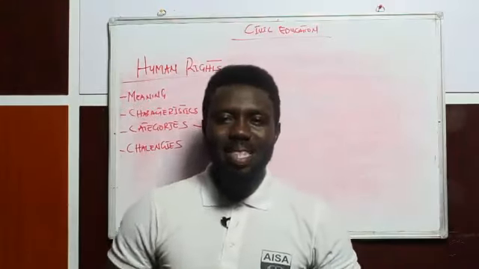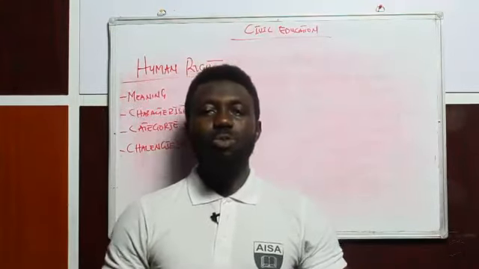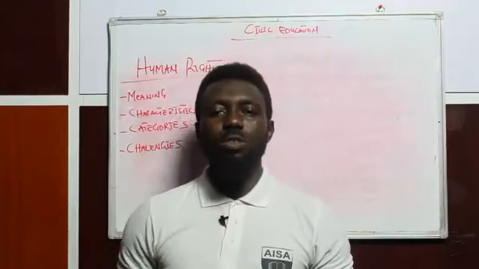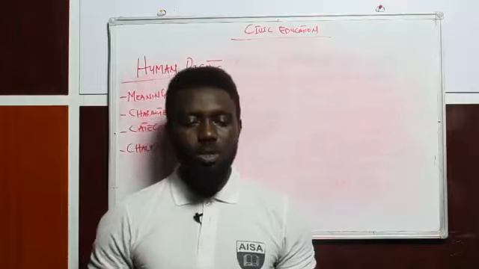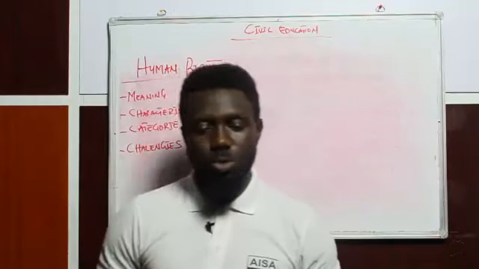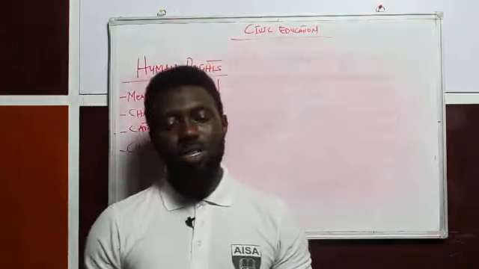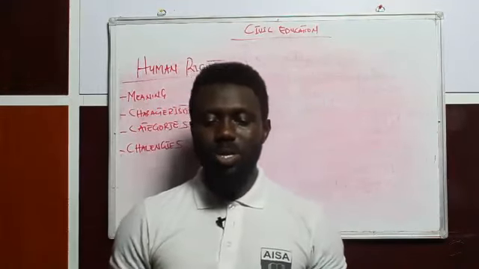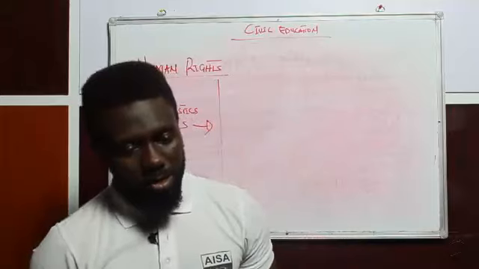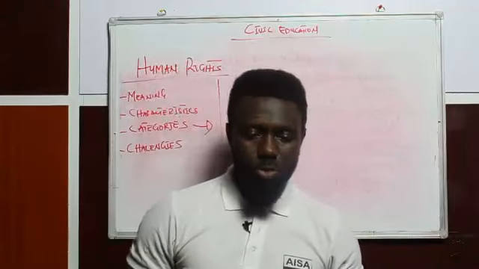Welcome back from that, and I hope you answered that question correctly. Now we are going to look at the categories of human rights. Some of the categories of human rights include: number one, civil and political rights; number two, economic and social rights; number three, environmental rights. These are basically the three rights we are going to look at.